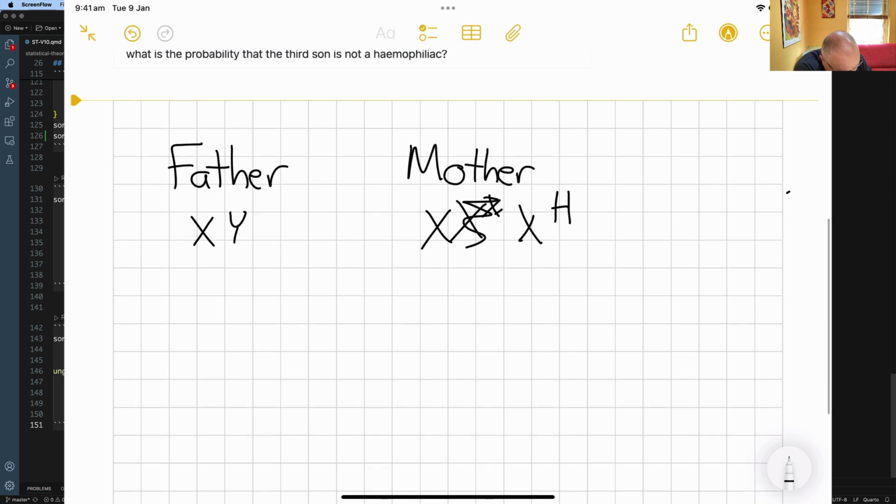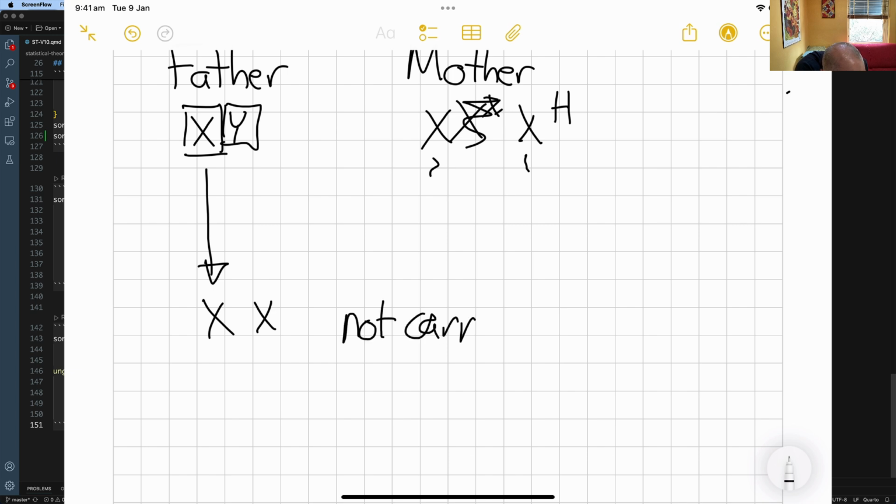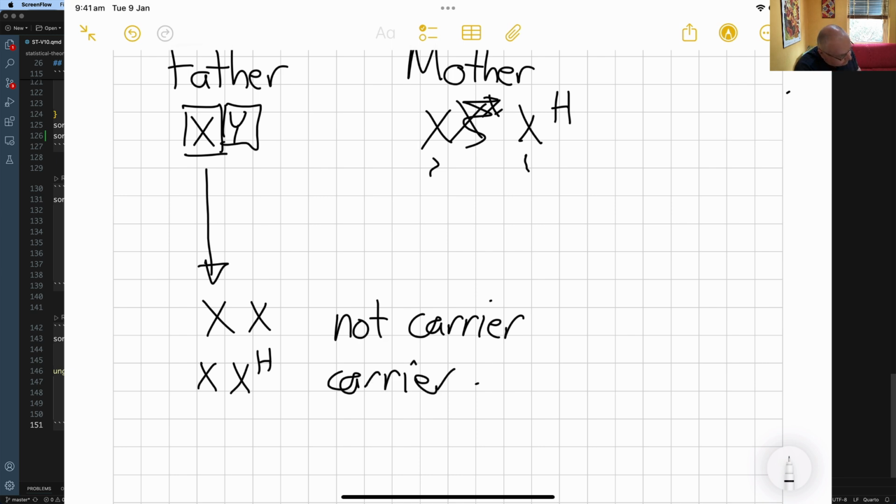Sorry, we're talking about her. For her, because she's female, she must have got the X from the father. So the father just gives her the X. The mother can give her one of these 2 genes, the X or the XH. So there are 2 possibilities. One, she gets the X from the father and the X from the mother, and so in this case, she's not a carrier. The other possibility is that she gets an X from the father and the XH from her mother. In this case, she's a carrier, which is where we got that prior distribution for her.